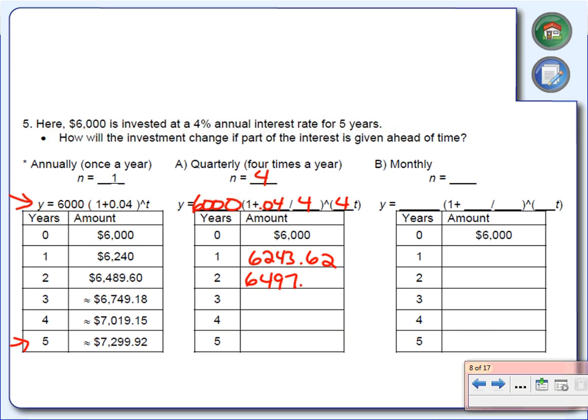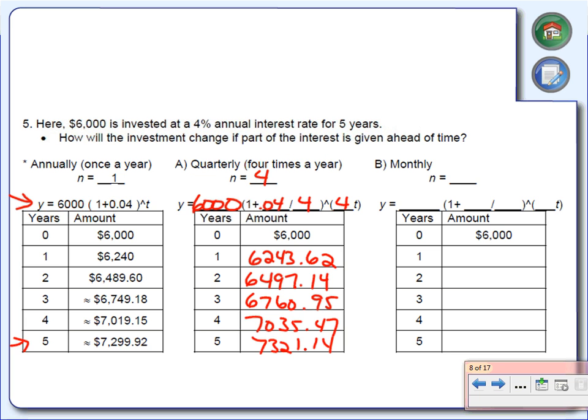Again, make sure it's highlighted. Make sure you look at the very bottom of it. $6,497.14. Next to 3, you should see $6,760.95. Then we should see $7,035.47, and then $7,321.14. So this is the table of values we're getting.